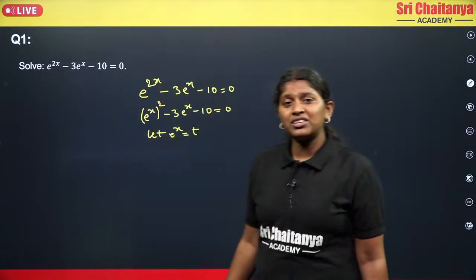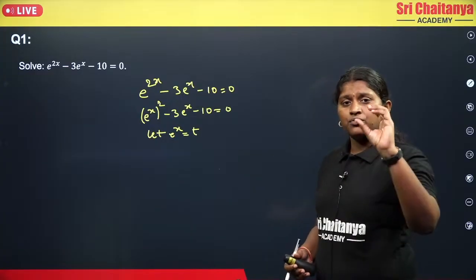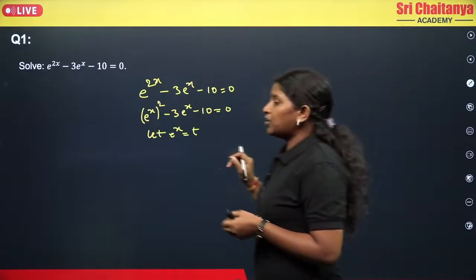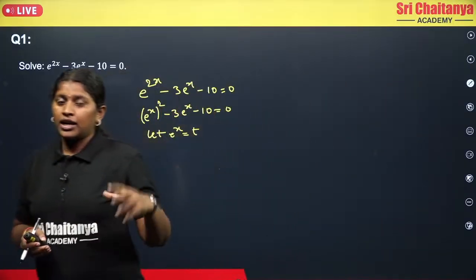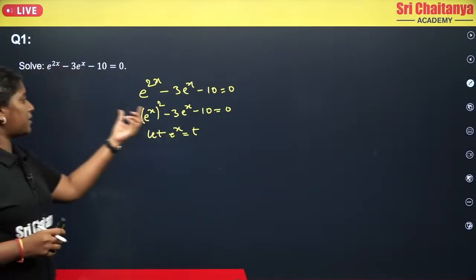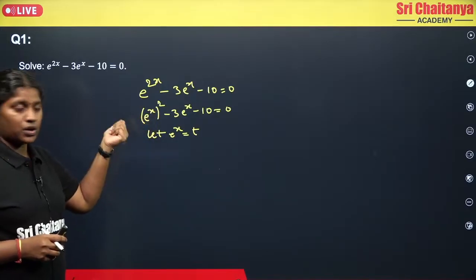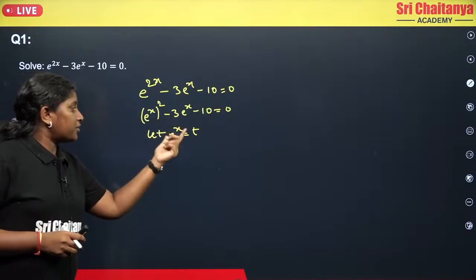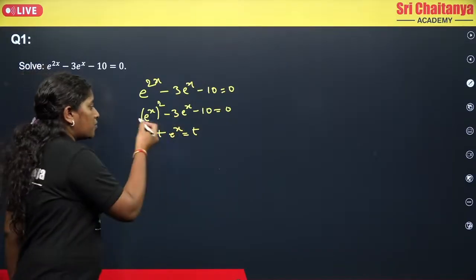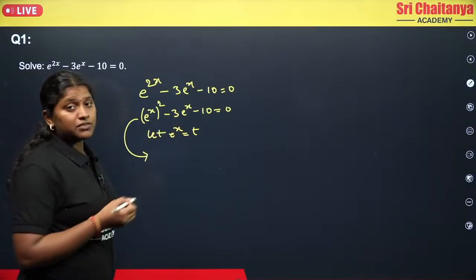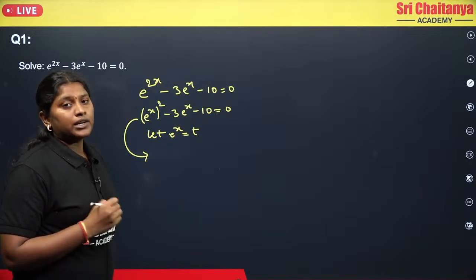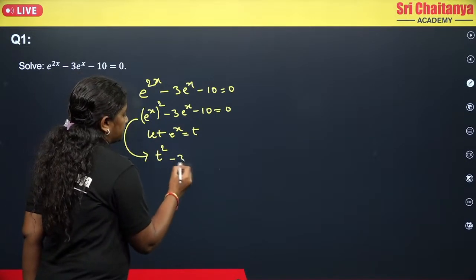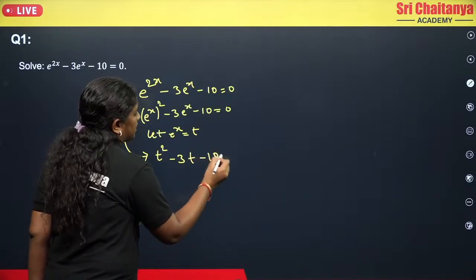We are mostly aware of the substitution method, right? Where if we have such a long term, we just replace it with a single term. In the same way you can go for the substitution method if you find you have the highest power for your e to the power x. For simple calculations I am taking e to the power x equals t. Now this equation will be converted into a quadratic equation: t square minus 3t minus 10 equals 0.